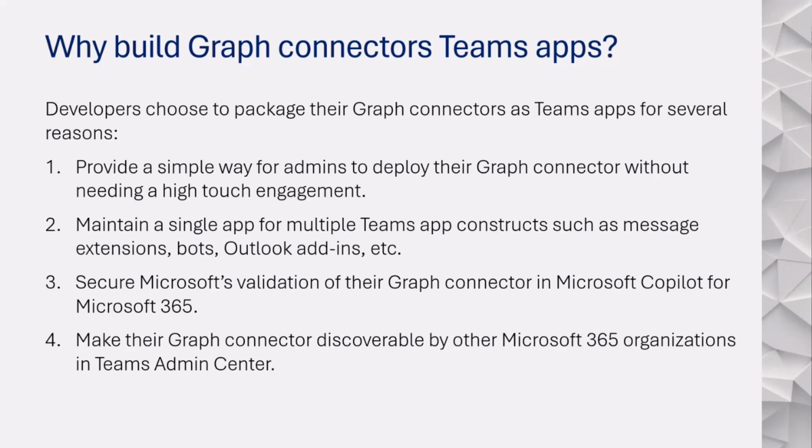And secondly, you can have a single app manifest for multiple Teams app constructs. So if you've already built a message extension or a bot for your organization, you can just amend your manifest to include your Graph Connector as well. If you are building a Graph Connector that's meant to be consumed by other organizations, you can submit that Teams app to Microsoft, and we can validate it for you in Copilot. So you can have that confidence that when they go and deploy it, it's going to work as expected in Copilot. In addition, you get that added discoverability by having your app included in the Teams Admin Center.